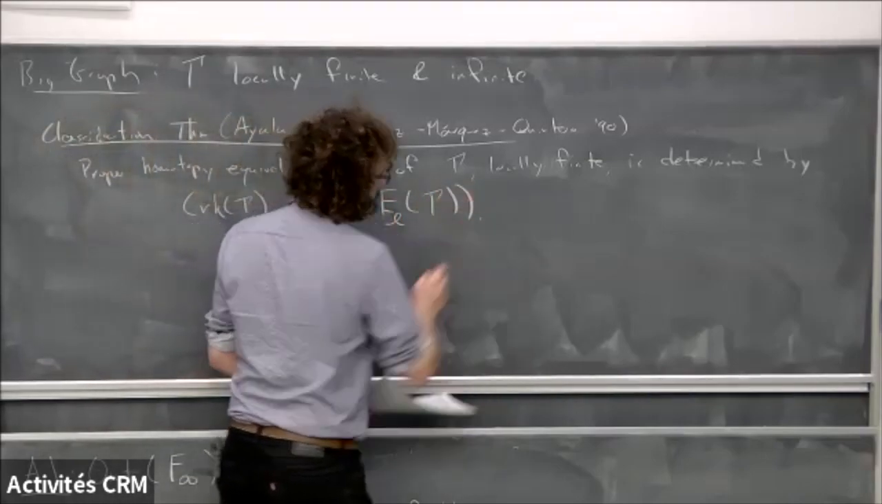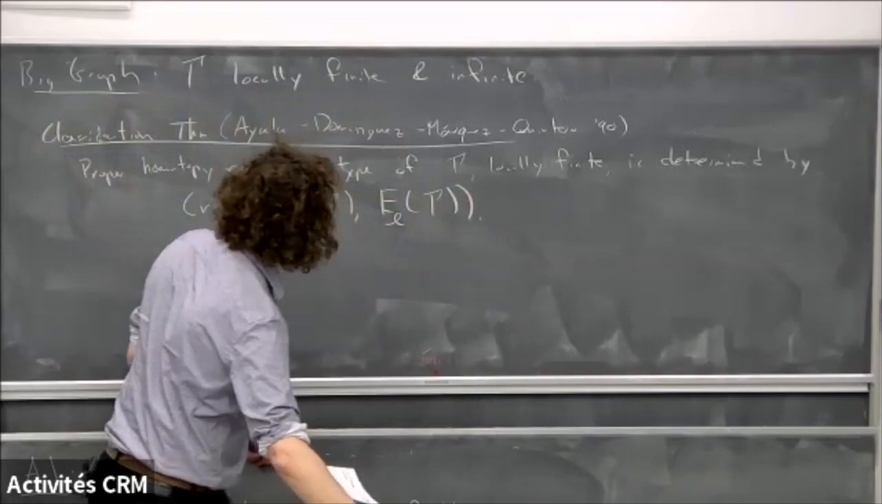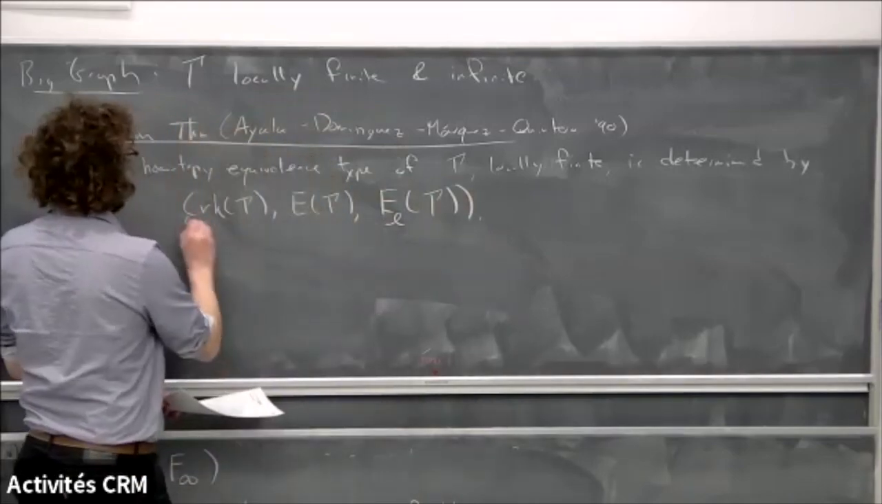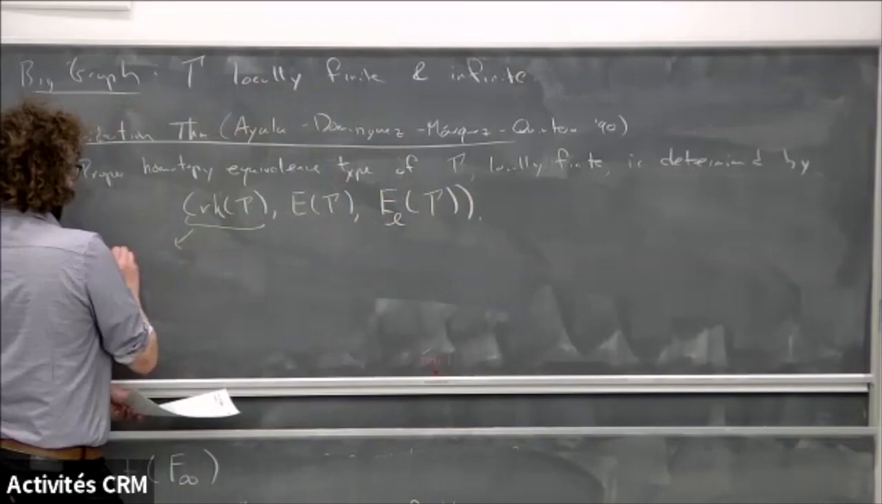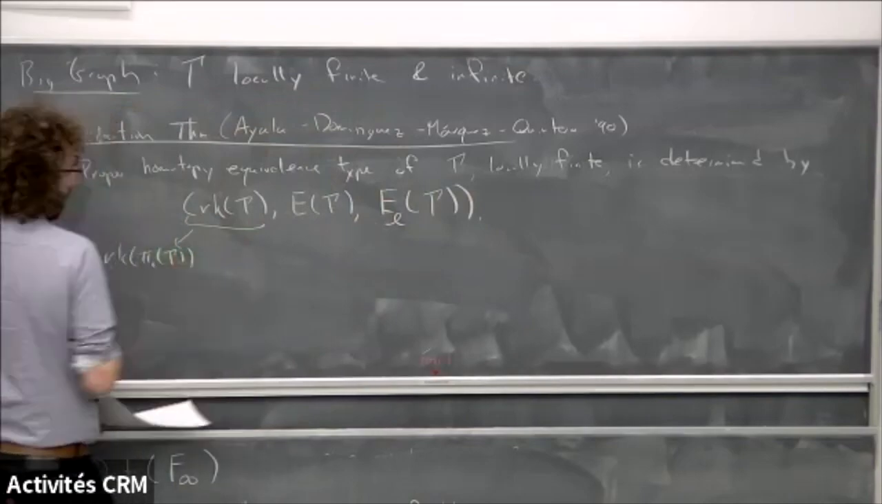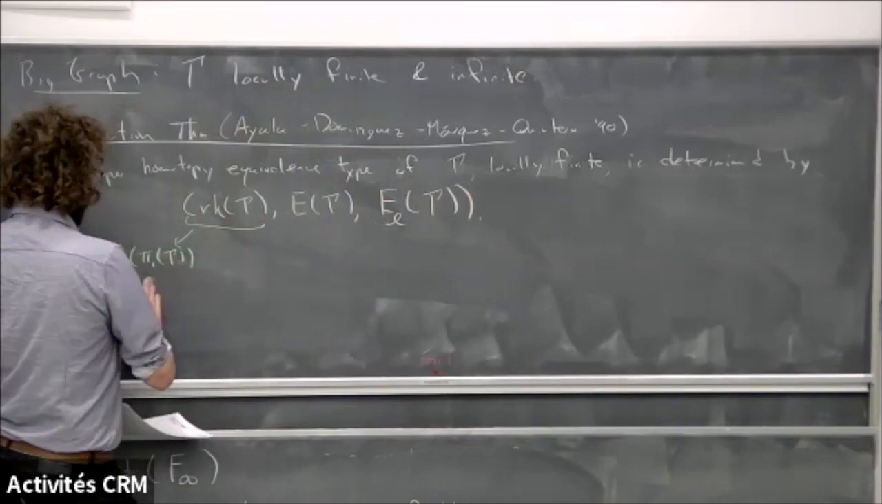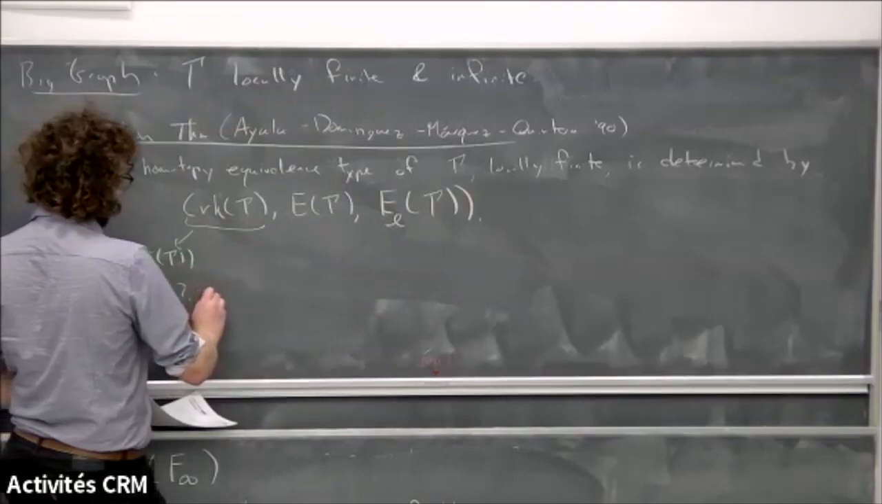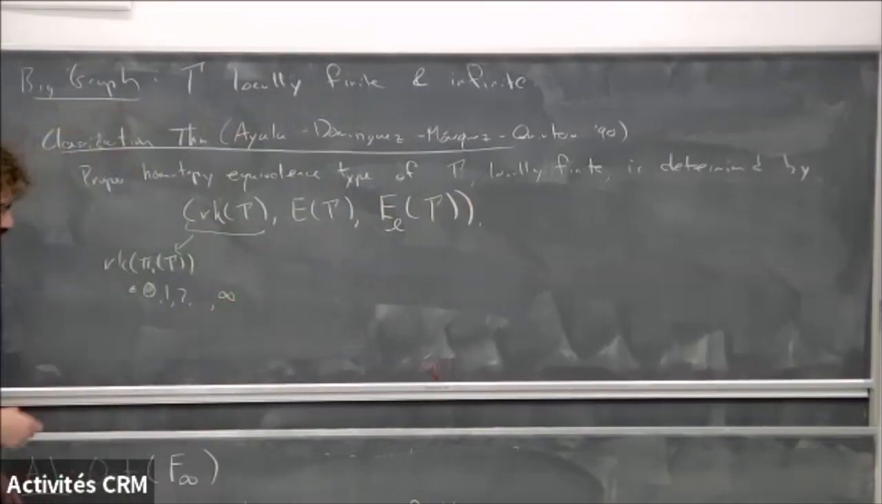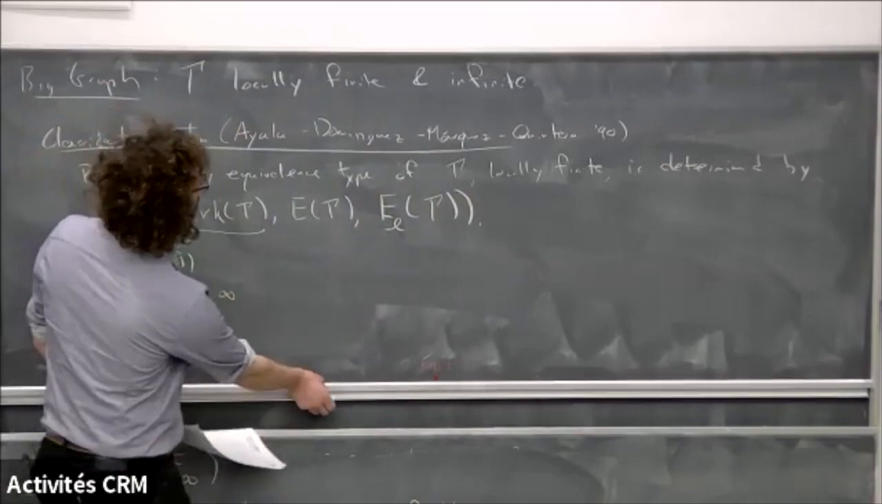The rank of gamma, the end space of gamma, and the ends accumulated by loops of gamma. So what are all of these? This rank, I really just mean the rank of the fundamental group. So this is either a non-negative integer or potentially infinite, where infinity for me is just countably infinite.